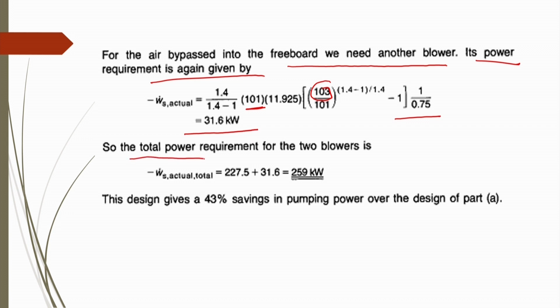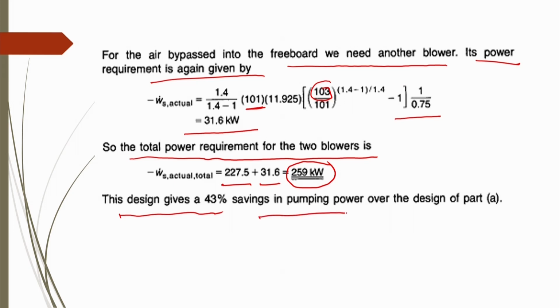So, the total power requirement for the two blowers will be the summation of this work. Initially it was 227.5 and for the bypass gas it is 31.6. So, total 259 kilowatt. So, this design gives at least 43% savings in pumping power over the design of part A.